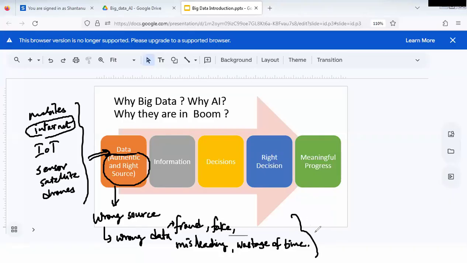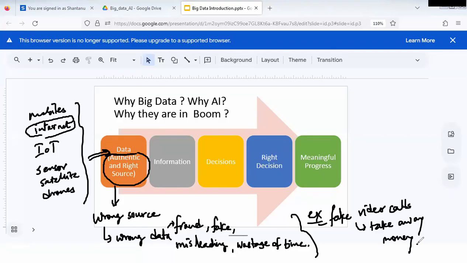I would like to give one more example. Think about fake video calls being done to take away money. There are some people who create fake videos or fake video calls on WhatsApp, and then they call the person, who doesn't understand. Maybe they threaten him, posing as police or something, and based on the fake video calls, they take away the money of the people. So when we are talking about data, remember that we should have authentic and right source data.